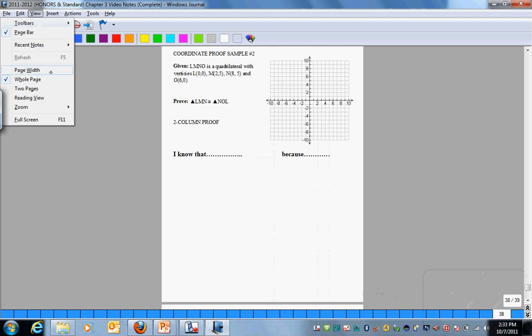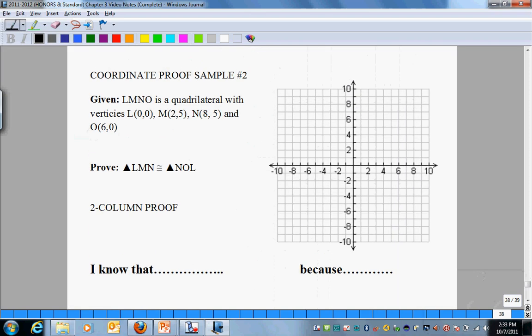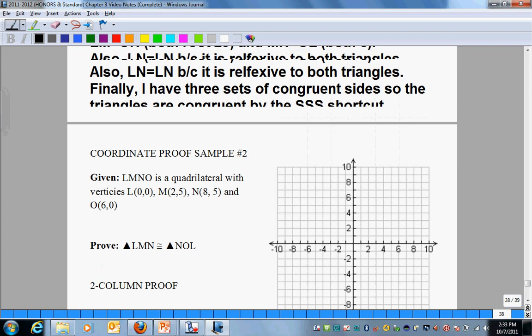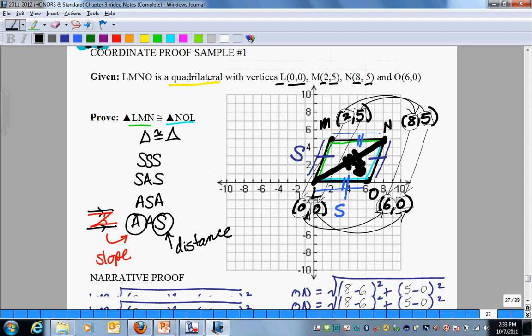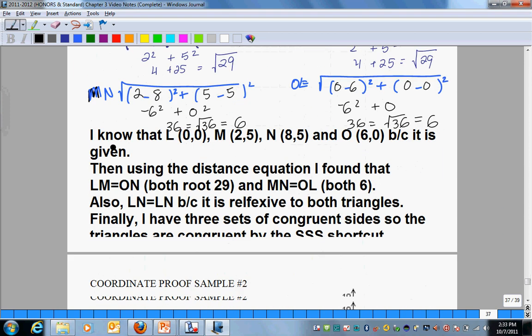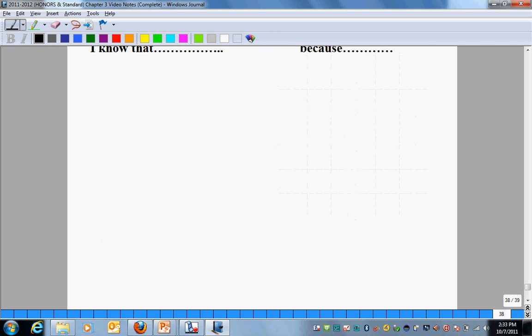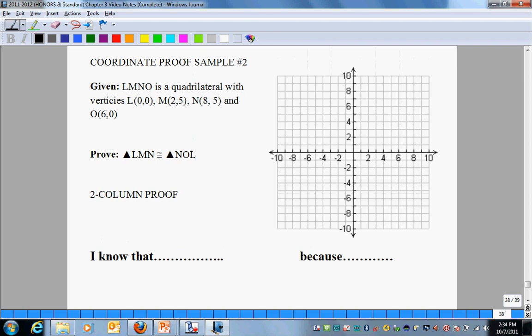Another example would be the same one, but now using a two column. So we come here and we plot L, M, N, and O.